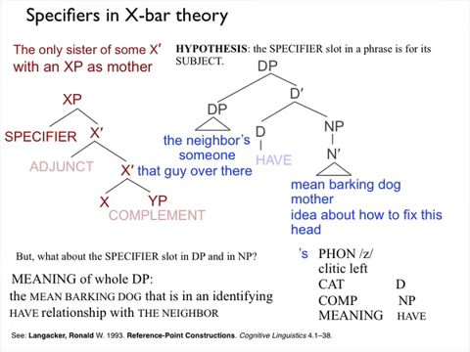In any case, we're specifying, so specifier makes some sense, right? We're specifying which mean barking dog we have in the discourse by virtue of using as the reference point something that is in a having relationship with it. That is what's going on semantically. Okay, so then we can say that this is the syntactic subject of the DP.